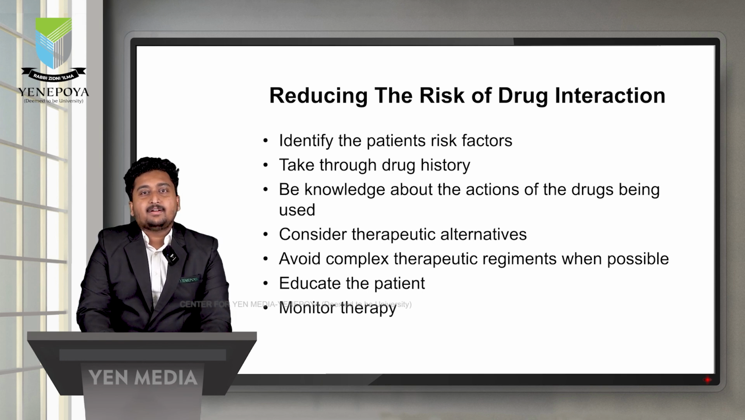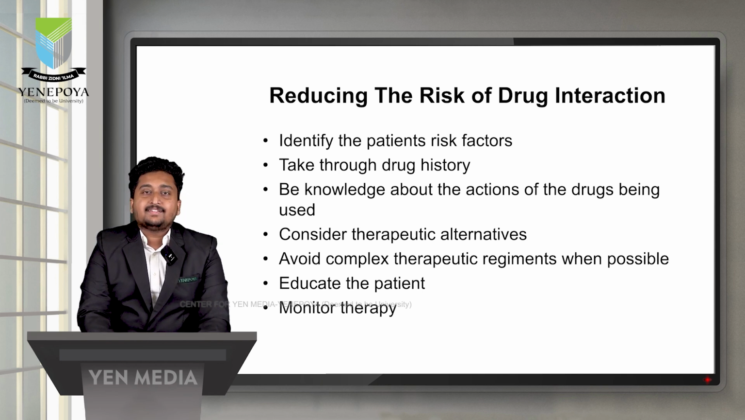Suppose now a patient is suffering from a disease which can potentially be cured by maybe 3 or 4 drugs, but sometimes irrational drug prescribing might take place, which is giving unnecessarily 7 or 8 drugs which are actually not necessary for that patient. So it's important to avoid such complexities in the therapeutic regimen.